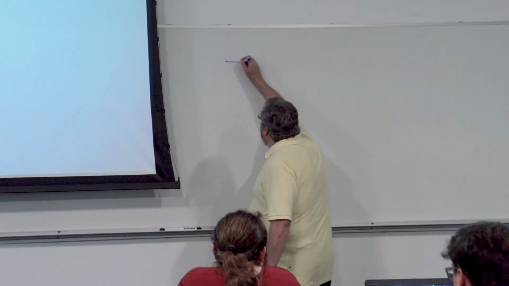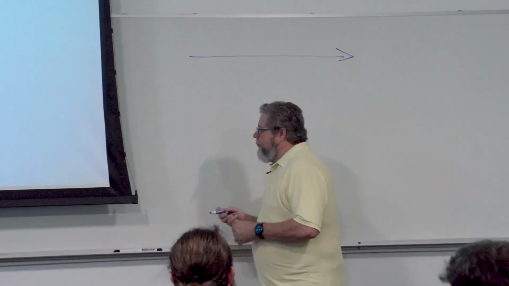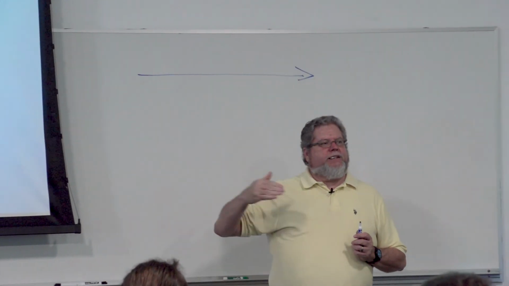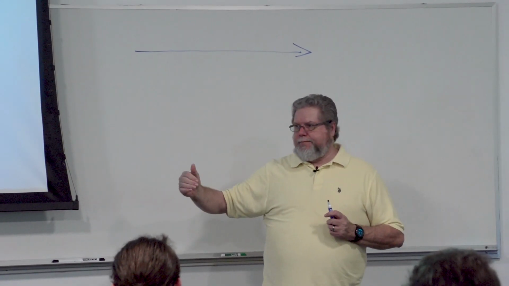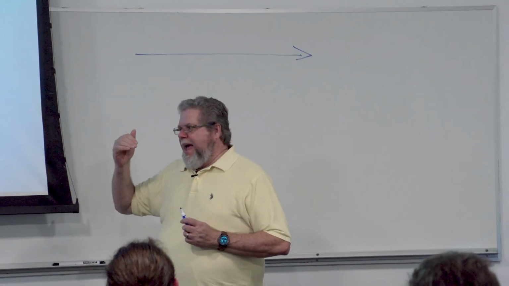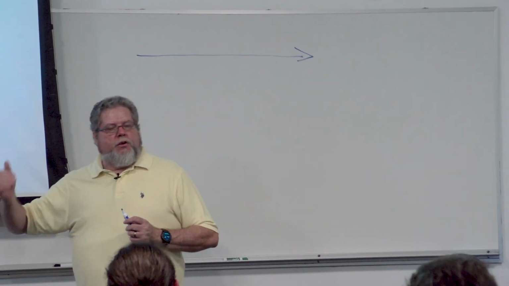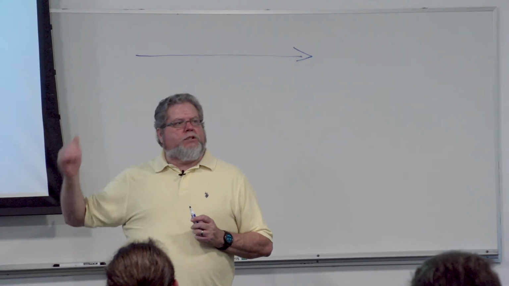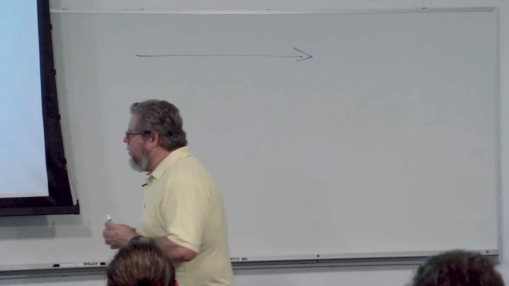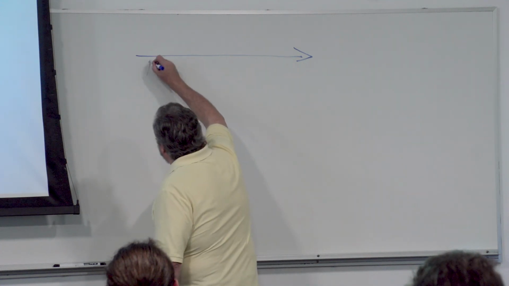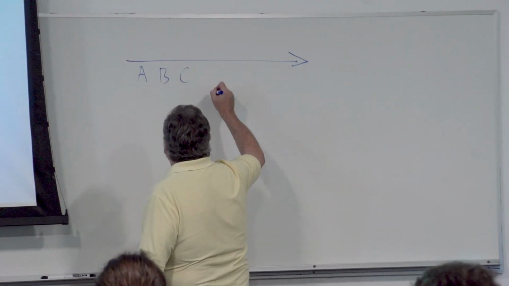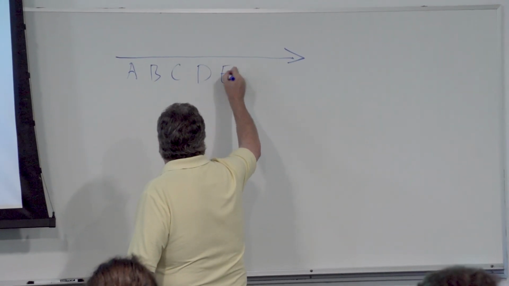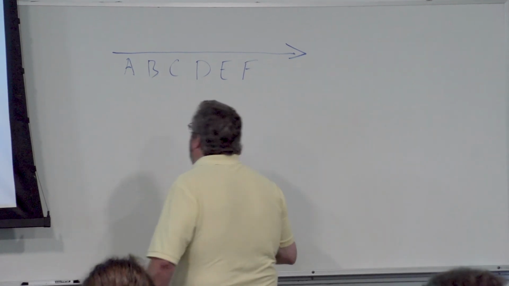So what does this mean? If you picture a regular, ordinary computer program, you're just executing a series of instructions, right? That's why it's called serial, one after the other. At any given time, you can only execute a single instruction. Okay? So you do A, and then you do B, and then you do C, and then you do D, and then E, and then F.